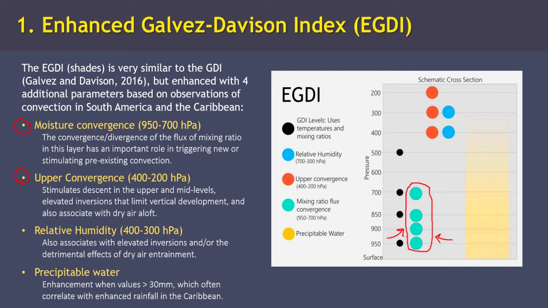The GDI itself, which are the black dots, only talks about the environment. But this mixing ratio flux convergence will speak about whether the low level flow is pushing moisture together and helping to trigger convection. And this is very important in the tropics.